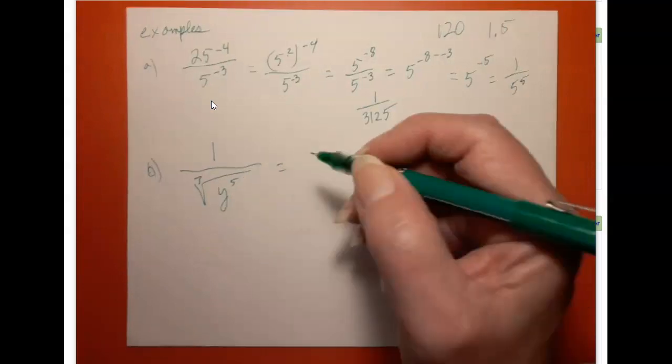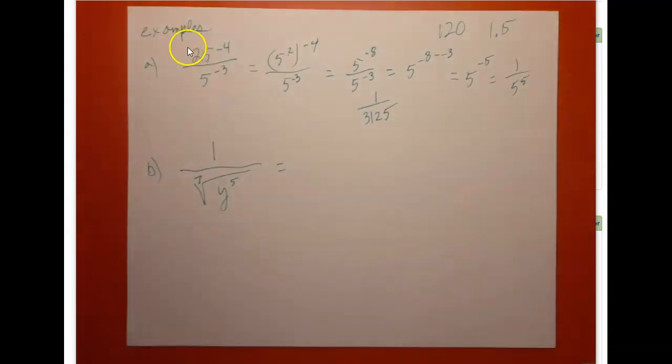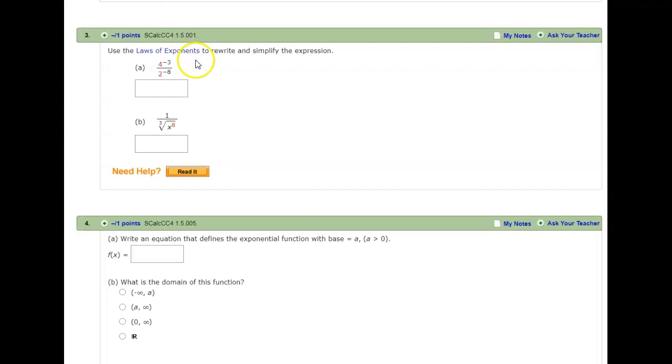This one is really just rewriting it. And let me go back to the problem so that you can see. It's asking you to rewrite and simplify the expression. It doesn't say whether or not they want negative exponents. So you might try a negative exponent and then it might not work and you'd have to come back and do it without the negative exponent.